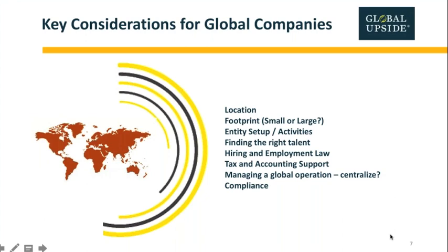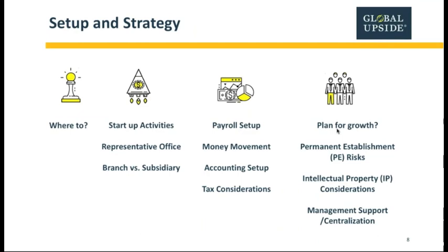As we get into the details of key considerations for global companies, I just want to give you a preview of the agenda. Things that matter when you're expanding overseas are location and footprint. So where are you going to set up and what size of operations you're going to have there. The entity setup, which a little bit of it is driven by your activities, but also you have some options there. Finding the right talent, hiring and employment law, which obviously as you hire people, you need to worry about those. Tax and accounting support, because, as in the US, every government is looking for tax dollars. And managing a global operation, do you centralize or do you decentralize? And compliance issues.